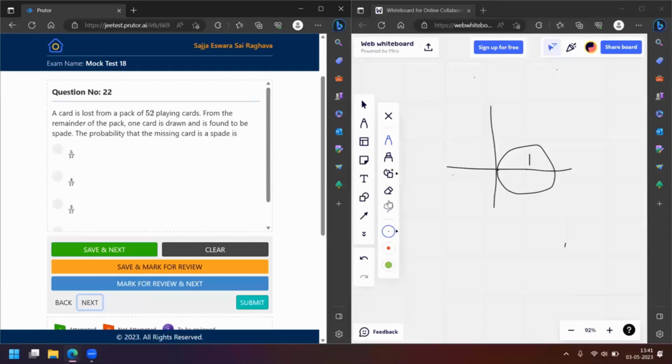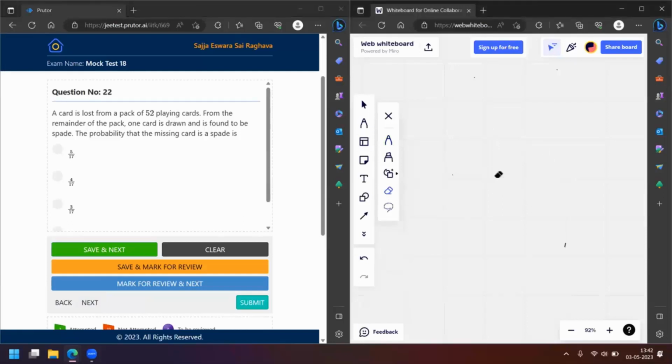So now we got a probability question. A card is lost from a pack of 52 playing cards. From the remainder of the pack, a card is drawn and is found to be a spade. Find the probability that the missing card is a spade. So it is just like we have picked 2 cards, the first card is lost and we have picked another card. We can define the required event as that our first card should be a spade, given our second card is also a spade.